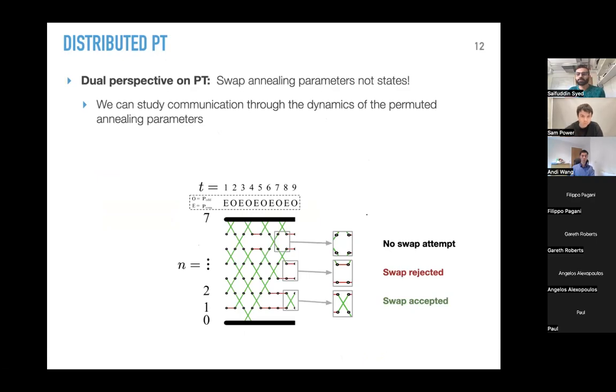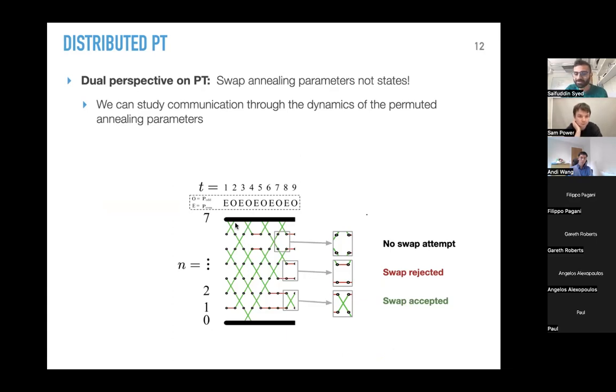Before going into talking about parallel tempering, I want to reintroduce a dual version of parallel tempering. It's the same algorithm, but a different perspective. Instead of proposing swaps between states, it's advantageous to think about swapping between annealing parameters themselves. Practically, this becomes quite important because in a distributed setting, swapping numbers is a lot more efficient than swapping potentially high dimensional states. And algorithmically, by understanding how the different annealing parameters are commuted across the different machines, you can start to see the communication between the different chains unfold.